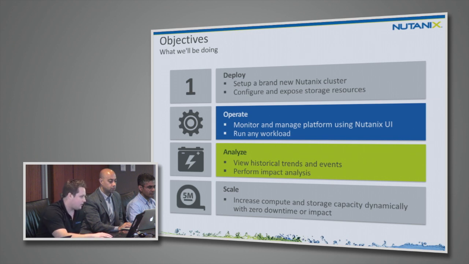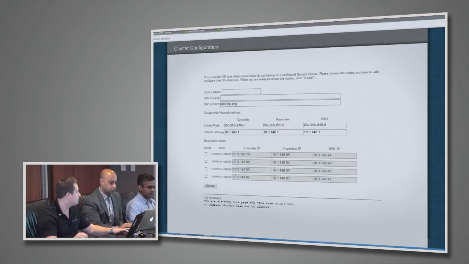Then we'll take a look at the alerts and analysis framework, so we can do some event management and some impact analysis. And then one of the things that I think is the most efficient is the actual scaling, how you scale a Nutanix node. We'll scale from 4 nodes to 8 nodes.